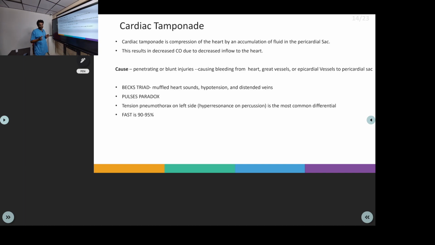The patient can have some clinical features, which are most commonly called Beck's triad. On examination there will be muffled heart sounds, hypotension, and distended veins. We can also see pulsus paradoxus, where during inspiration the systolic pressure will drop by more than 10 mmHg. And tension pneumothorax is the most common differential for cardiac tamponade, and we can usually see the cardiac tamponade live with the help of EFAST.